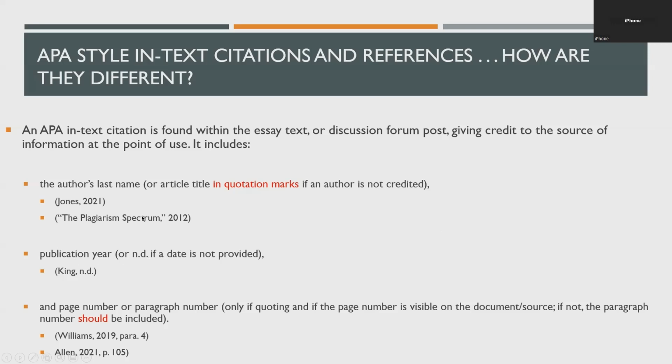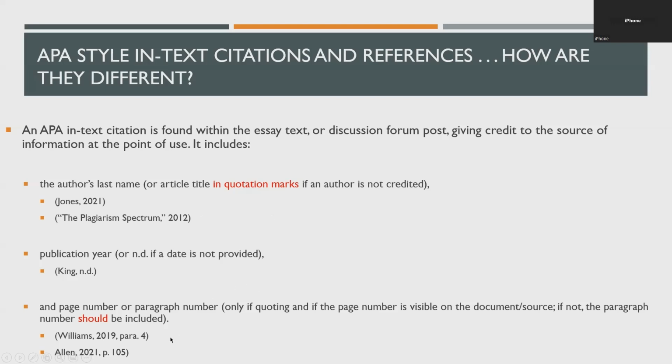If there isn't a date listed, so some sources will not tell you when it was published, you put ND for no date. So in this example, we have an author, King, but there was no date listed. So we do King, comma, ND. Now, sometimes sources won't tell you when the source was originally published, but they will give you a copyright date, or they will give you the date that the source was last updated. It is acceptable to use that date. So whatever date is available, if it's the publication date, the copyright date, or the date that the source was last updated, you put that year.